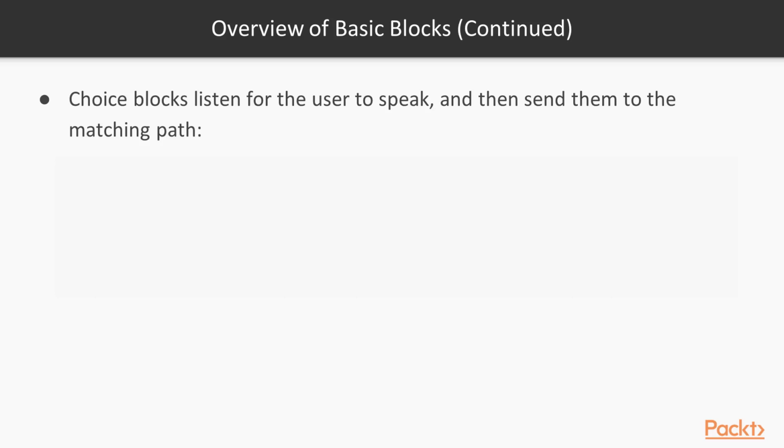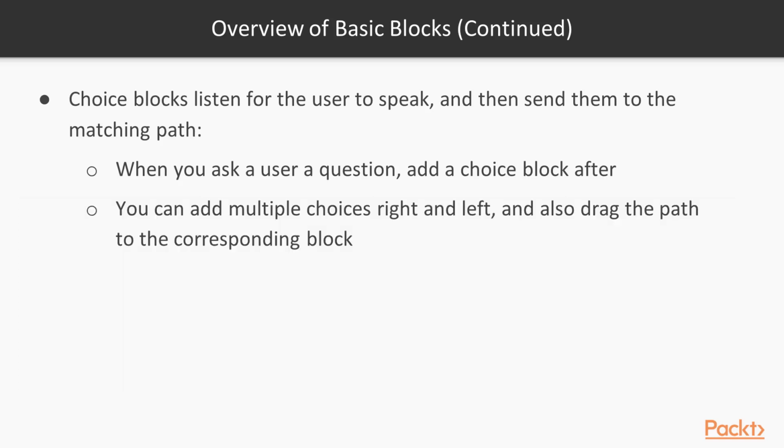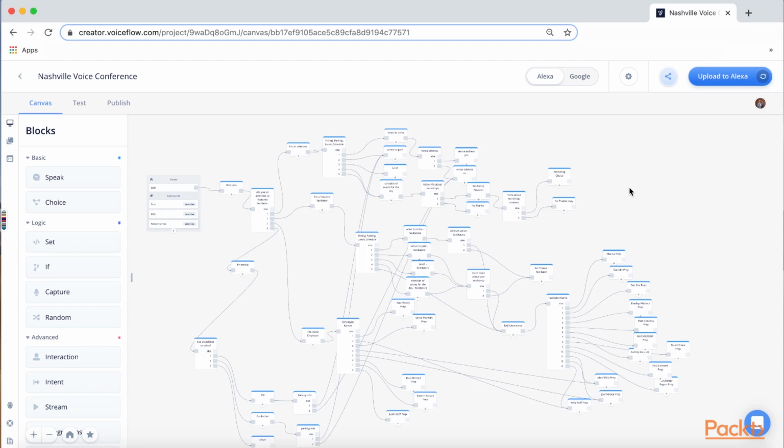Choice blocks listen for the user to speak and then send them to the matching path. When you ask the user a question, add a choice block right after it. So you ask the question to the user in the speak block, and then you add the choice block after it. In the choice block, you can add multiple choices, and then you drag the path to the corresponding next block.